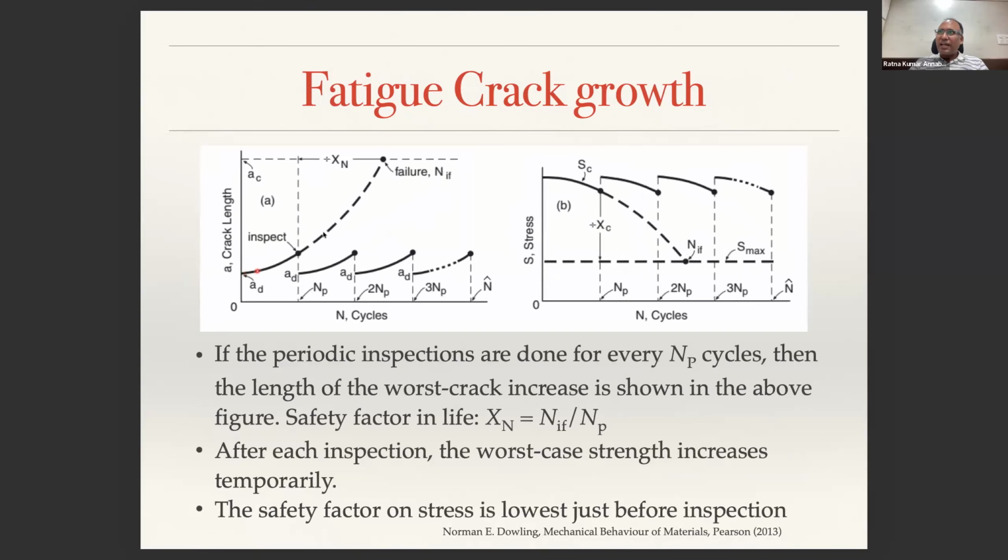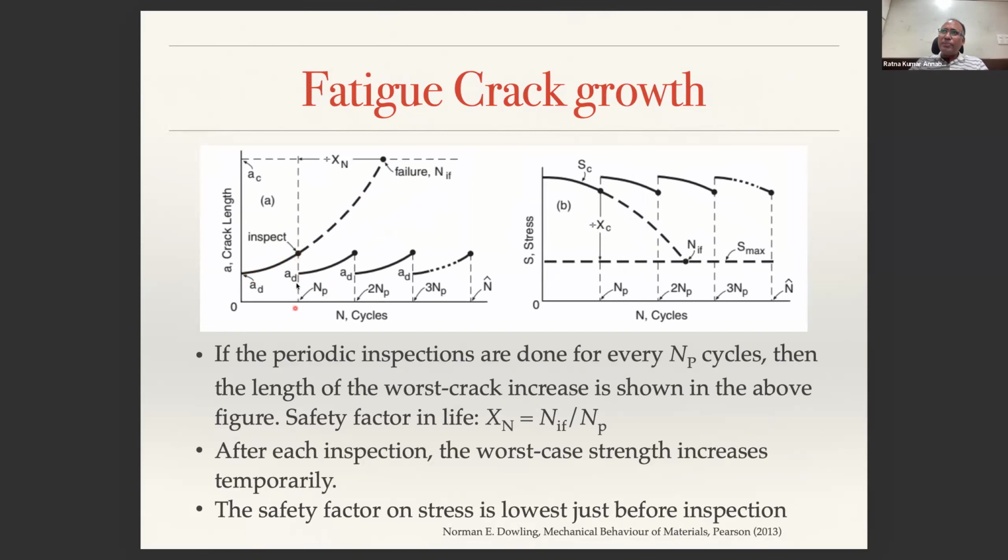Let us say this is the crack. Normally it would have followed this path. Now let us say after NP number of cycles, you have done an inspection and you found that the crack length has increased from AD to some value. Now what you can do? You can do some intervention and you can do some repair such that the crack can be closed. Then what happens? Again, the crack length, which was increased from AD to some A0, A1, can be further reduced and then reduced to AD.